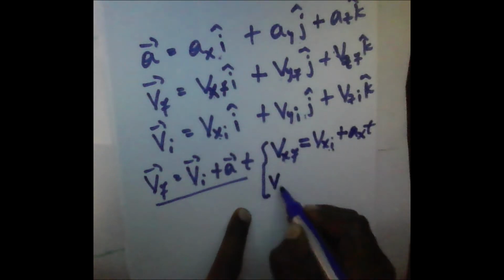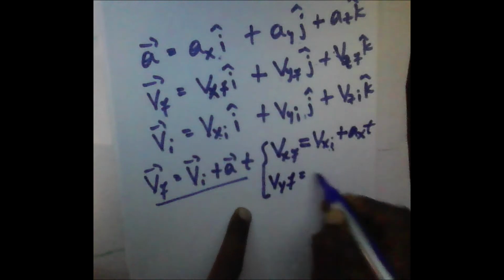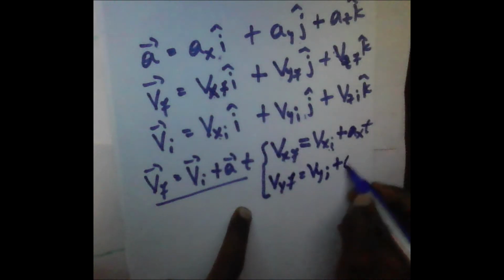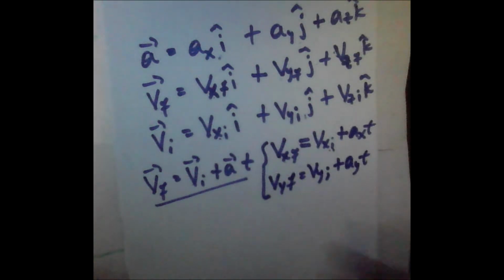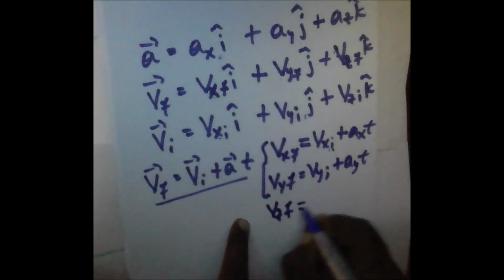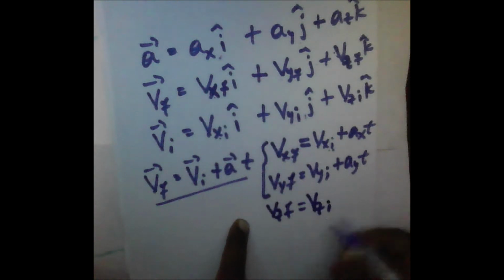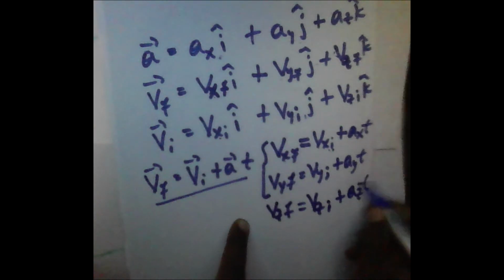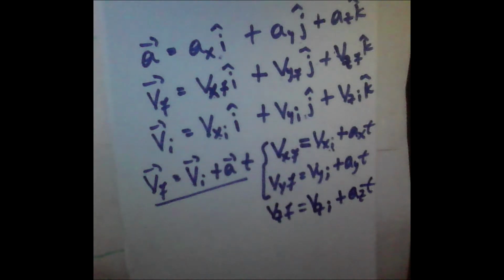The other one is in the y. vy final is equal to vy initial plus the acceleration in the y direction, ay times t. Remember, this is v final, so if it is considering the y, it becomes vy final equals vy initial plus ay t. If you consider additionally vz final, it should be equal to vz initial plus the acceleration, which should be written az multiplied by time.